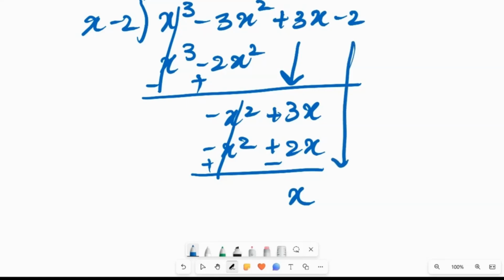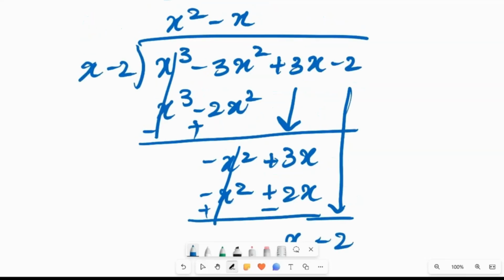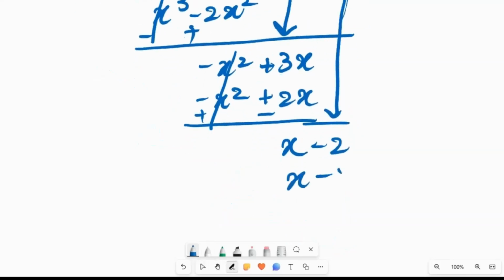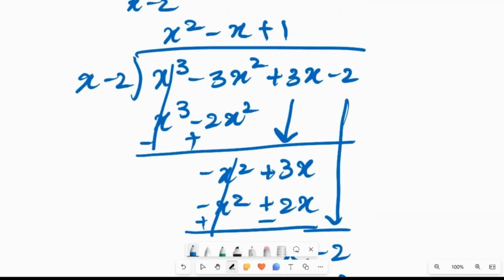And finally we have minus 2. And what do we need to multiply to the first term of g of x to get the first term of p of x? 1. So since they are both equal, we need to multiply by 1, right? So it would be x minus 2. Now change the signs. This would be minus, this would be plus, and remainder is 0. Since we got the quotient x square minus x plus 1, that is the answer of the division.